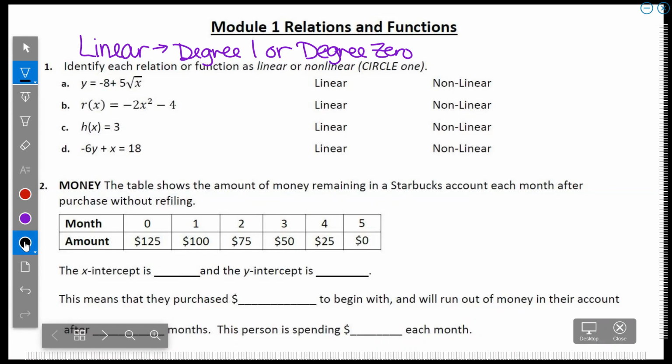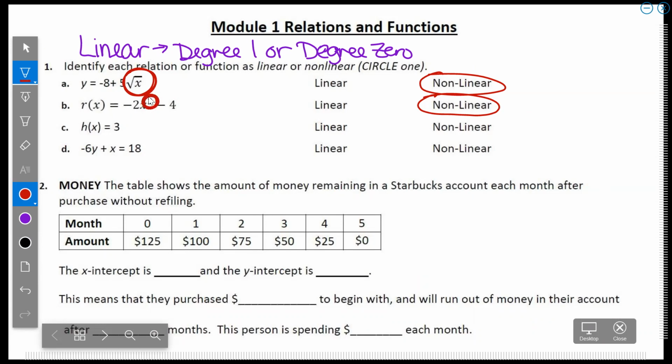What do you guys think about part A? Is that linear or not linear? Non-linear. Why? Which piece broke it? Square root. This is why it's not linear. What about on part B, linear or non-linear? Non-linear. Which piece is responsible for it being non-linear? Yep, this squared right here.